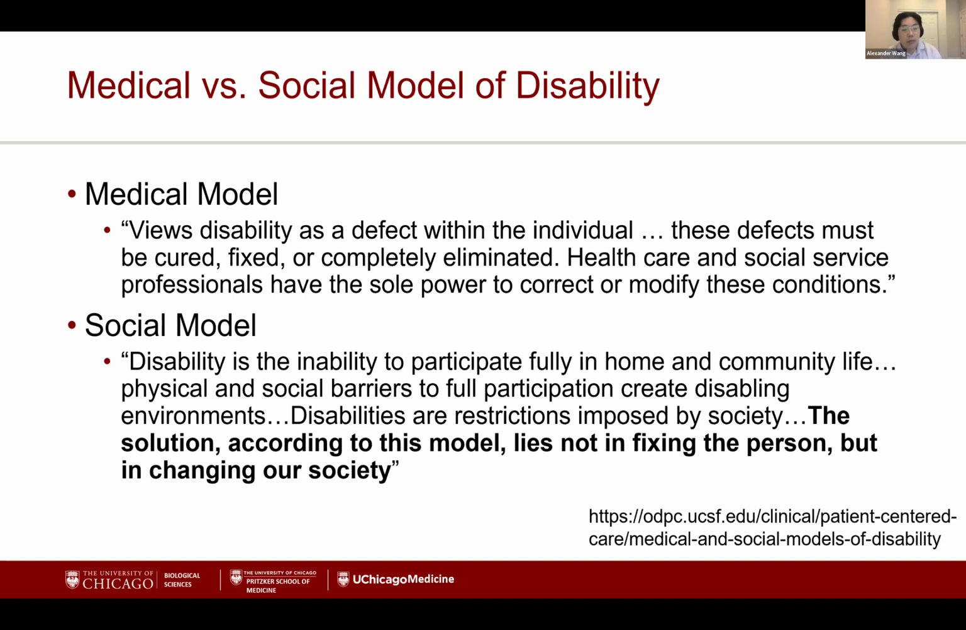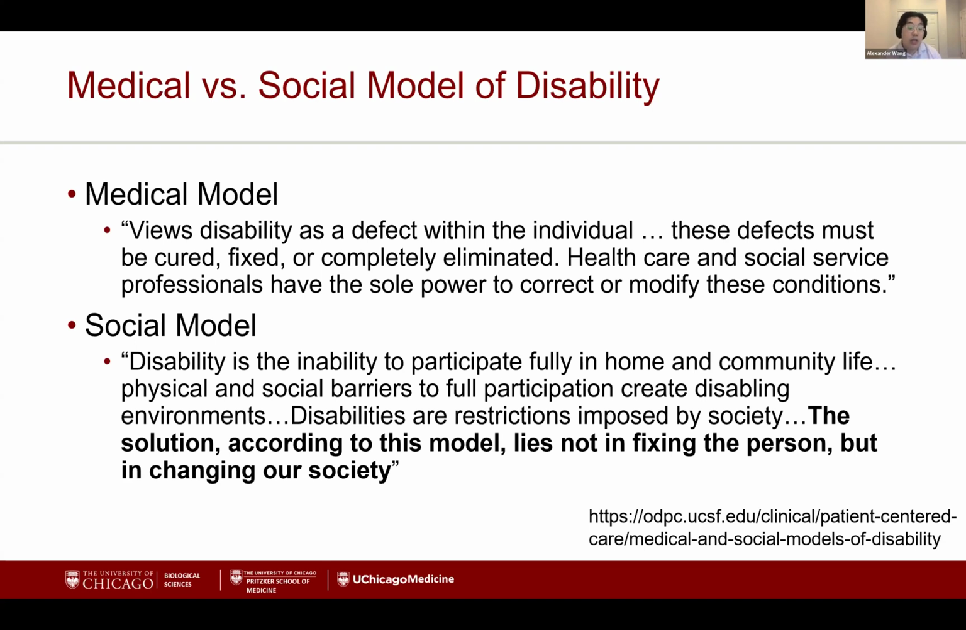From the UCSF patient-centered care website, they describe the medical model of disability as, quote, views disability as a defect within the individual. These defects must be cured, fixed, or completely eliminated. Healthcare and social service professionals have the sole power to correct or modify these conditions.